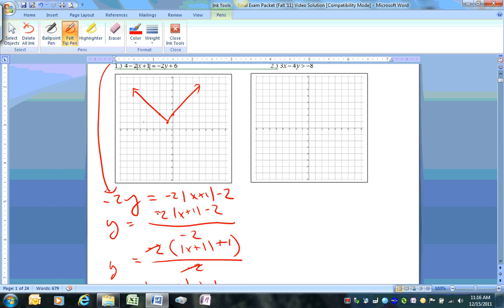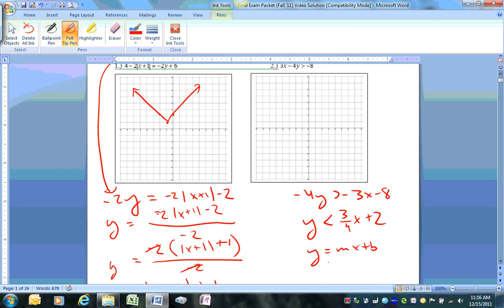Number 2. Again, isolate y. So we have this. And then divide by negative 4. And then when we do that, because we're dividing by a negative value, you must flip the inequality. Very important.